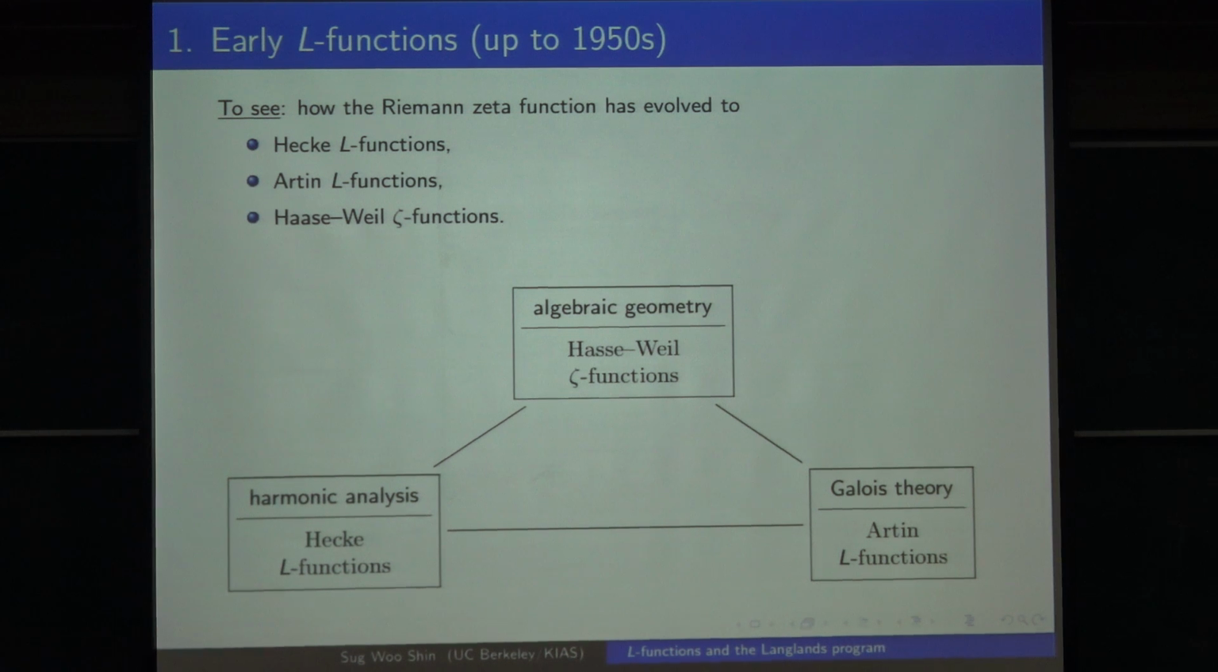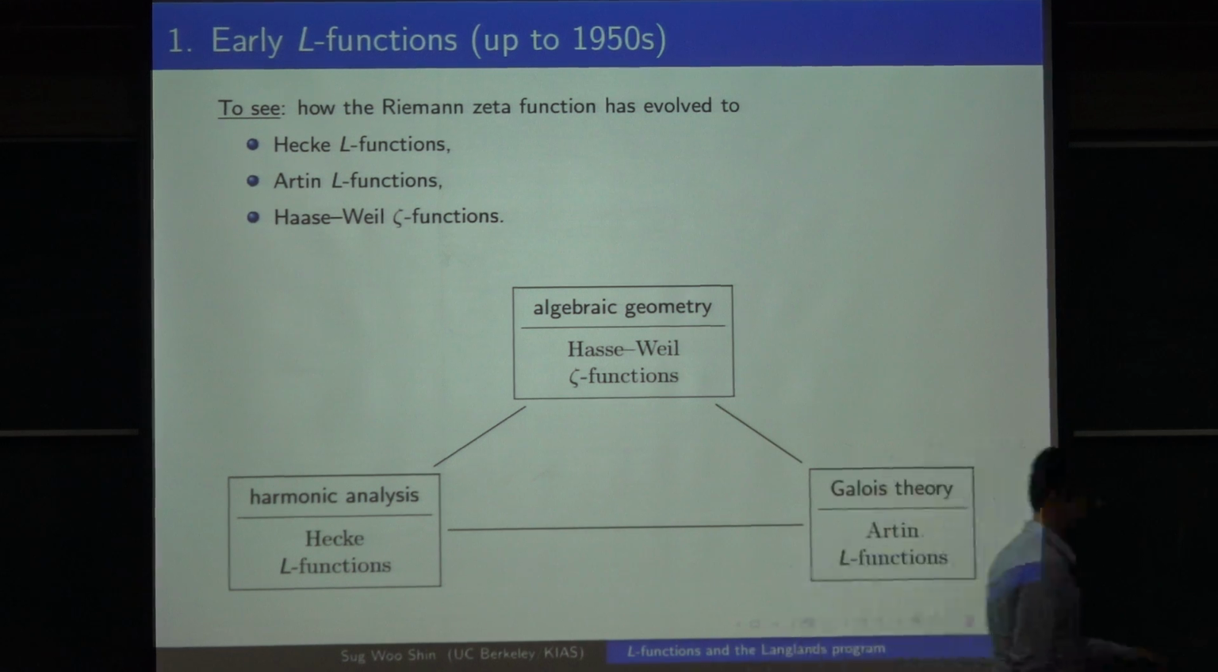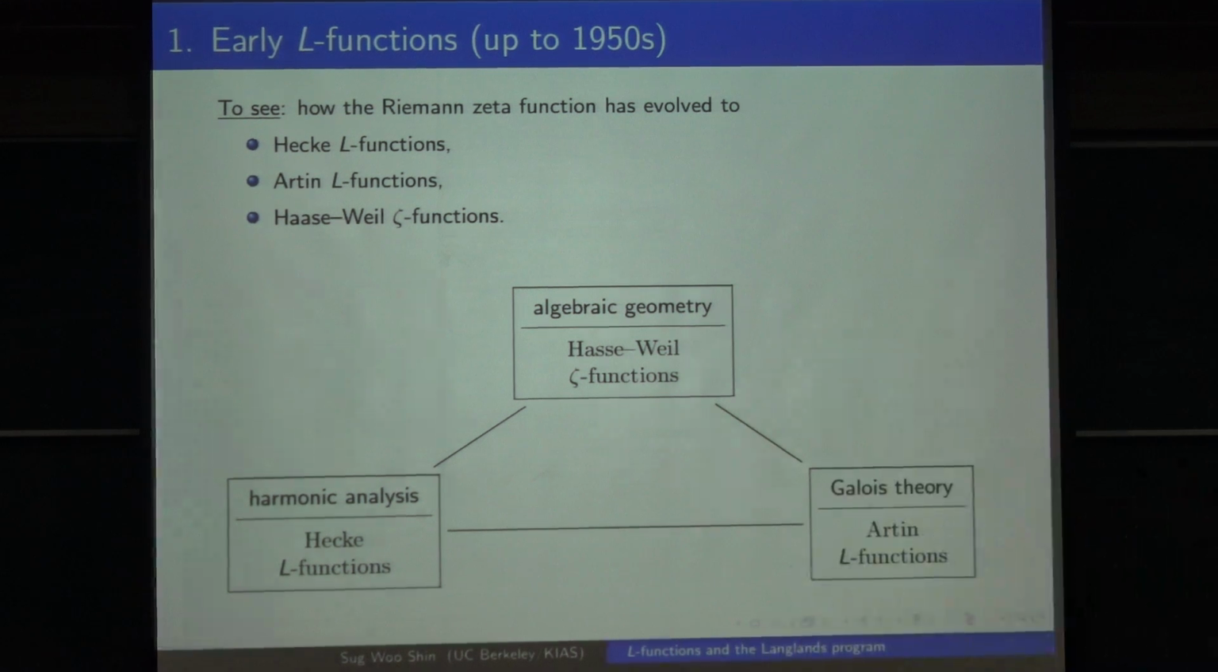The Riemann zeta function has evolved in three different directions. First, Hecke L-functions, which go in the direction of harmonic analysis. And the Artin L-functions, in the direction of Galois theory, and also, in the algebraic geometric direction, the Hasse-Weil zeta functions. I'll define them, so don't worry if you haven't seen them already.